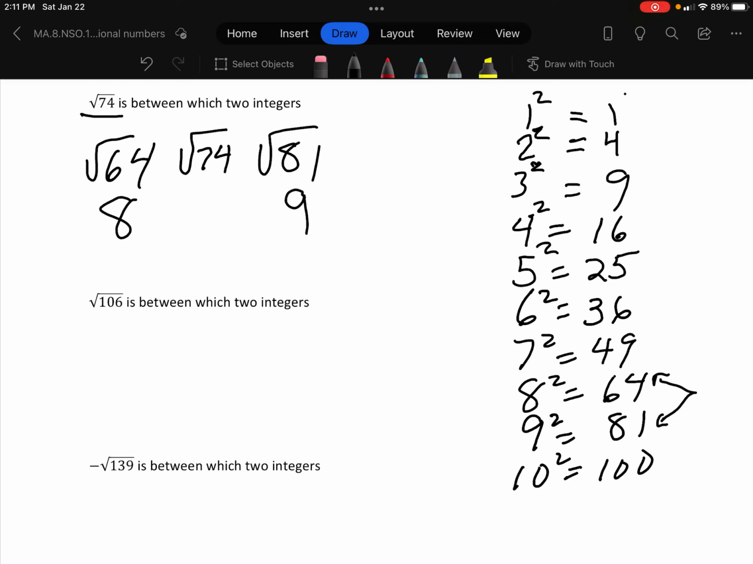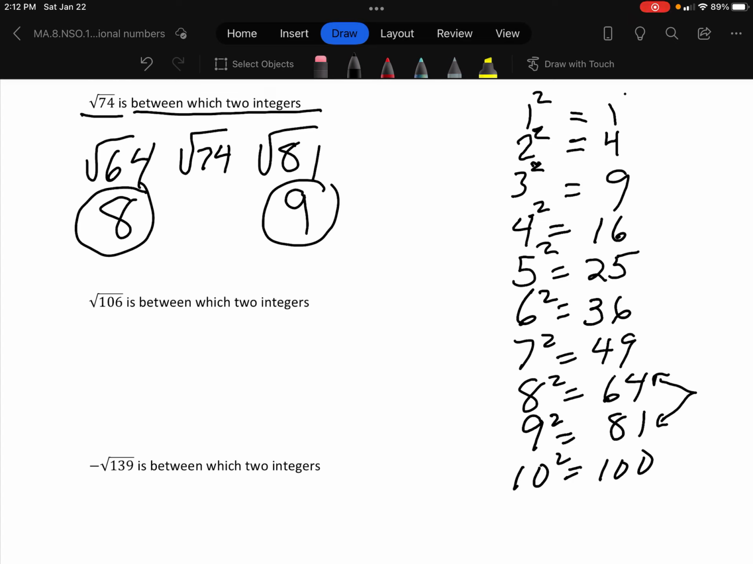Now, to get the closest approximation, we ask ourselves, is it closer to 8 or is it closer to 9? From 64 to 74 is 10 units, and from 74 to 81 is 7 units, so it's closer to 9, a little bit over half, or about 8.5. But we don't want that. We just want to know between which two integers. So right now your answer is between 8 and 9. It's very simple. So let's look at the next one.